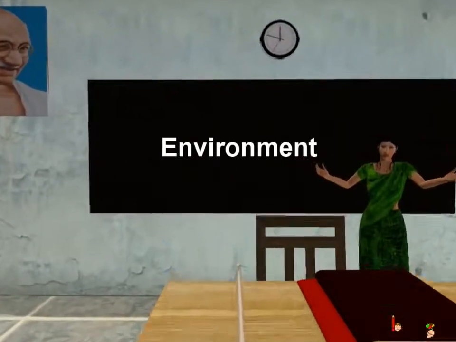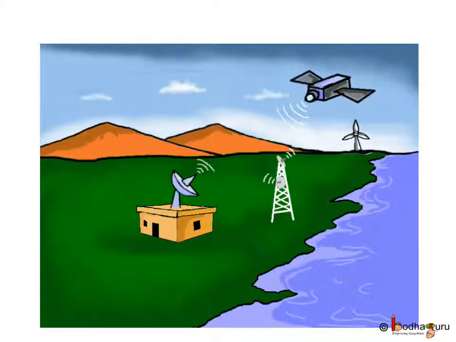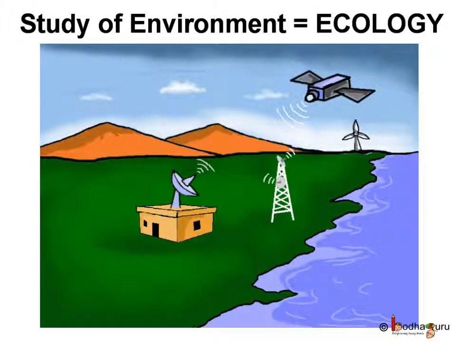Let us study about environment now. What is environment? The natural surroundings of the living things where they live and survive is called environment. Whenever we talk about environment, you must have come across words like ecology or ecologists. So, what does that mean? The science of studying living things in their natural surroundings or environment is called ecology. And the scientists who study ecology are called ecologists.